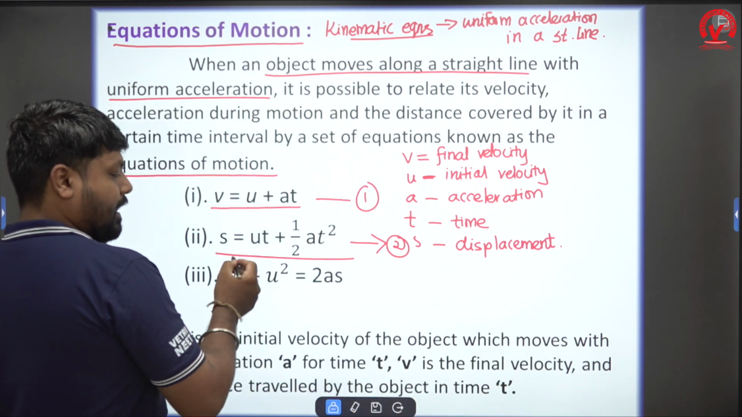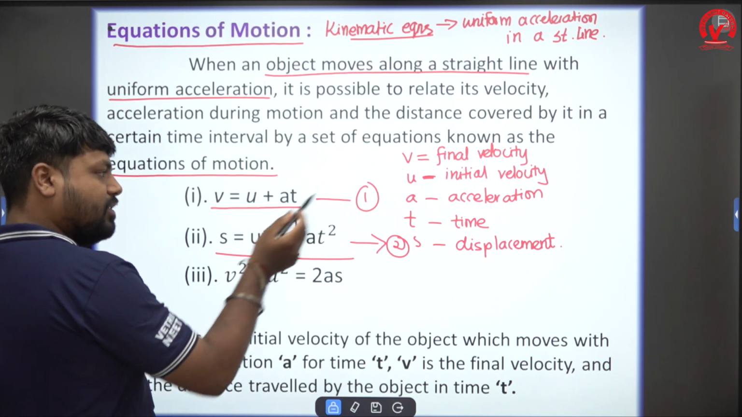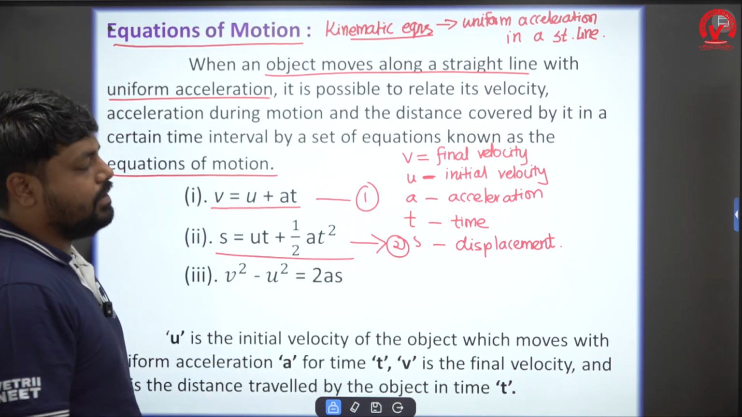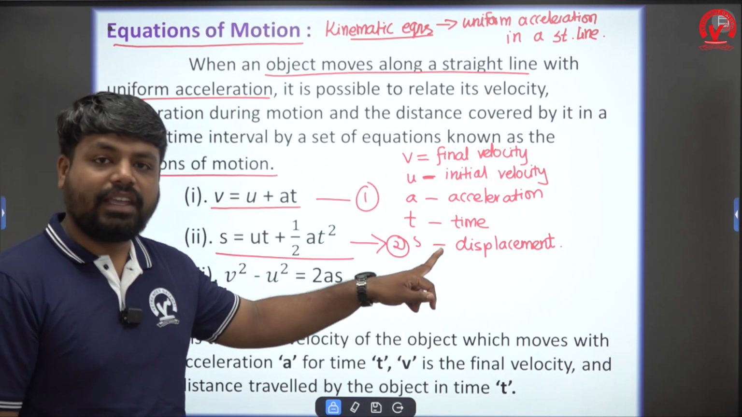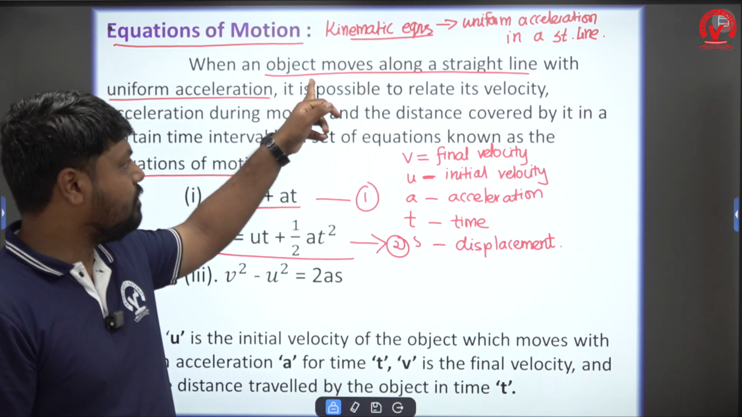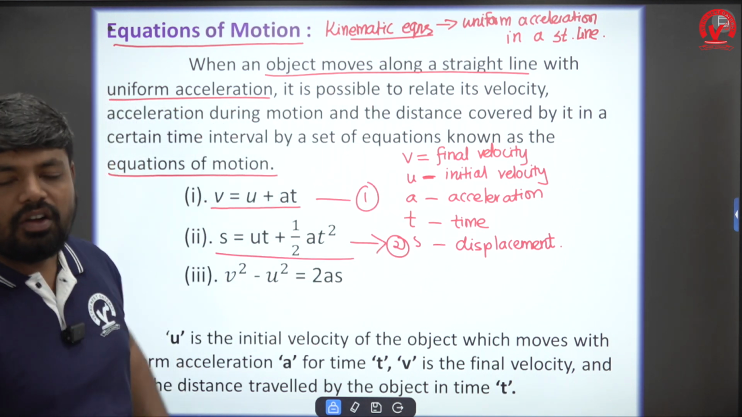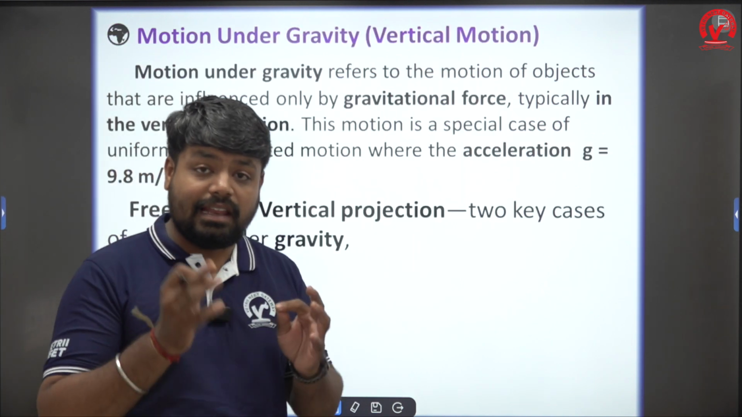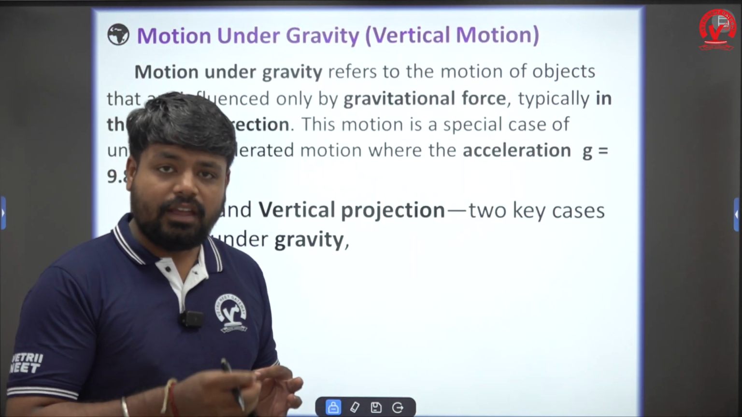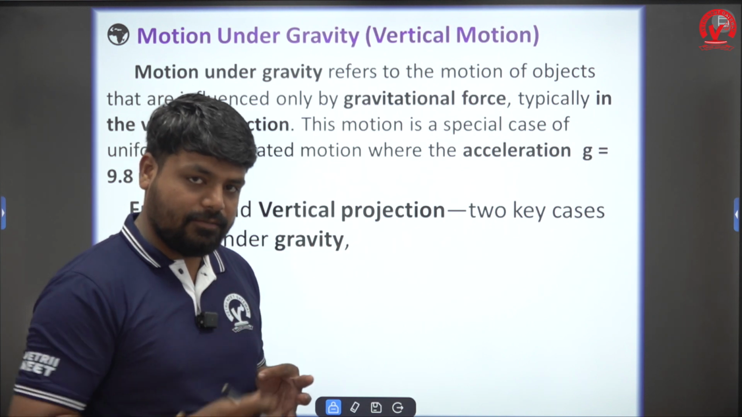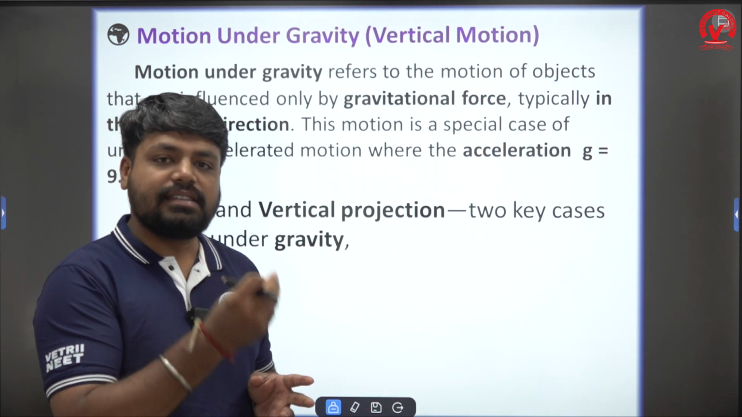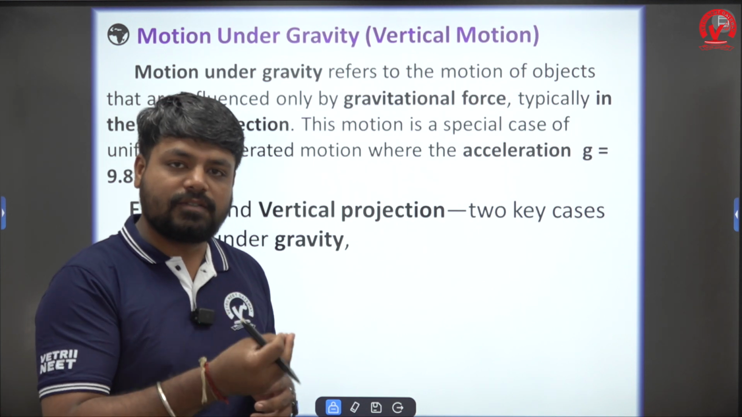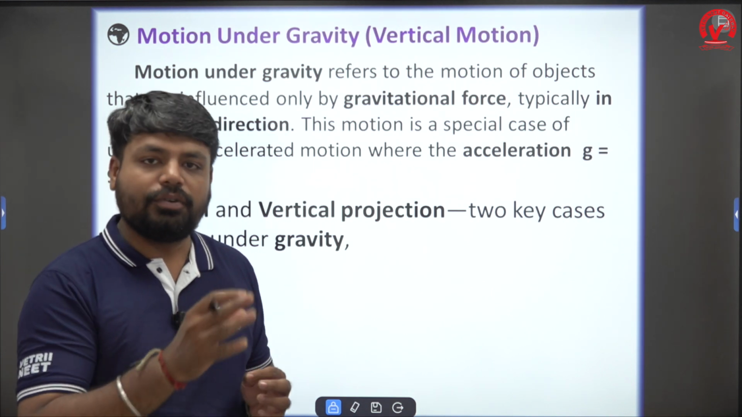Okay, so are there any other quantities? The same u is the initial velocity, t is time, and s is displacement. These are the parameters we can relate when the body moves along a straight line with a uniform acceleration. Got it? Students, kindly remember the 3 formulas. What are they? v = u + at, first equation. Second one is s = ut + ½at². And third one is v² − u² = 2as.